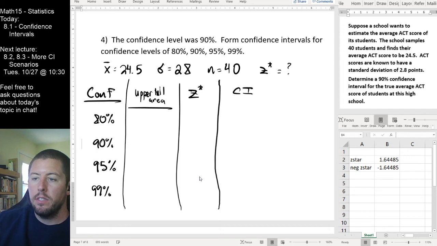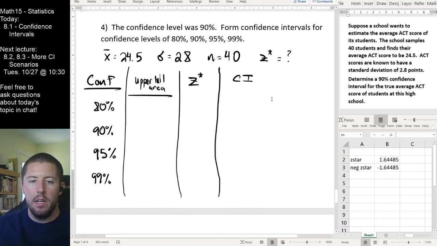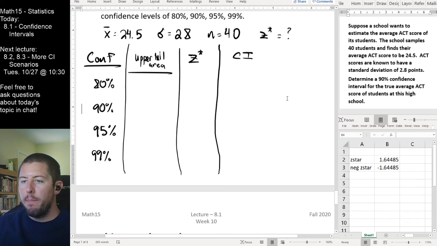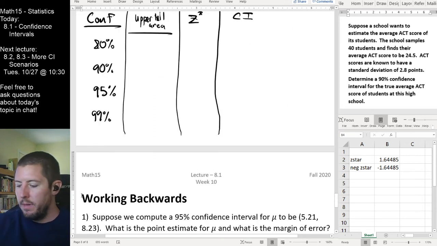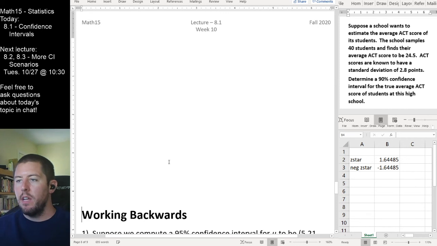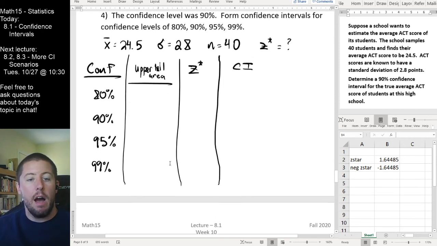All right, so here's what we're going to do. From our confidence, I want to determine what is my upper tail area. From the upper tail area, I want to determine a Z star. Once I have Z star, I can go ahead and determine my confidence interval here.